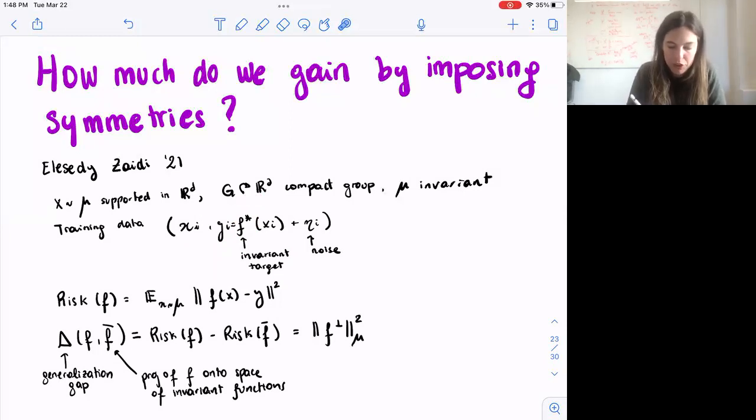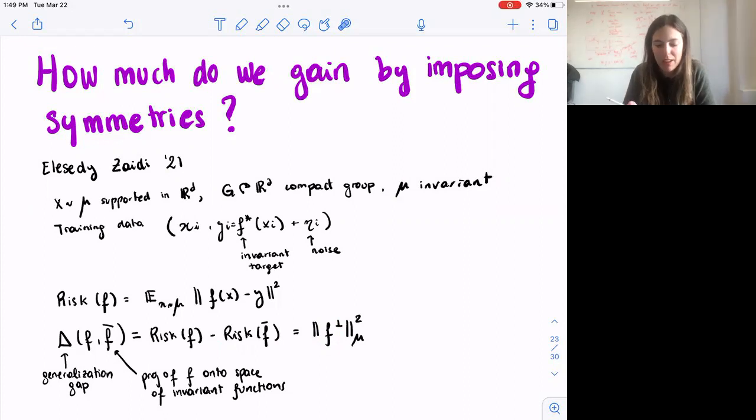So what they show is that if you define the risk of the function as the expected value of the error in your test set, or the expected value of the error in the data space, then they show something about the generalization gap. So what is the generalization gap? If f is a function, you can consider the risk of f, and then you can consider f bar, which is the projection of f onto the space of invariant functions. And the generalization gap is how much you gain by imposing the symmetries, which is the risk of f minus the risk of the projection of f onto the space of invariant functions. There's a simple computation that shows that this is the norm of the projection of f onto the orthogonal complement of the invariant space. That's the expected thing that you gain.